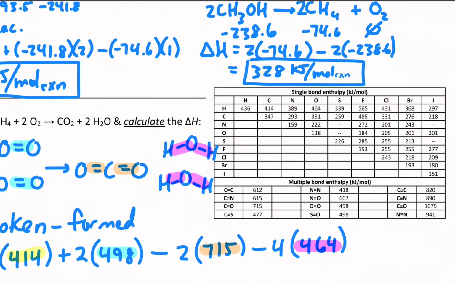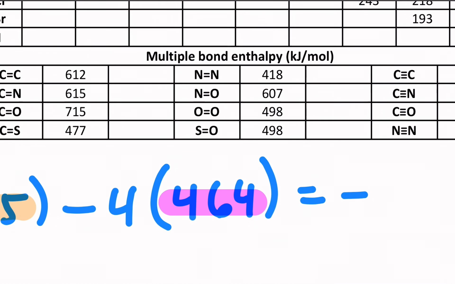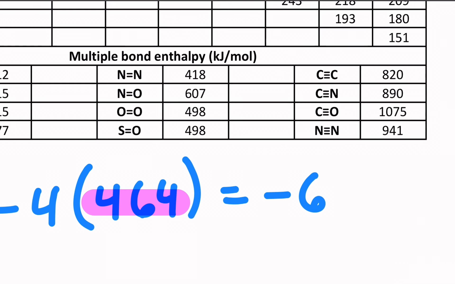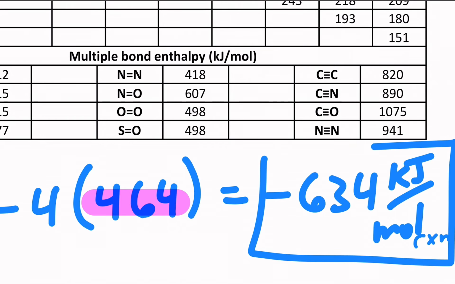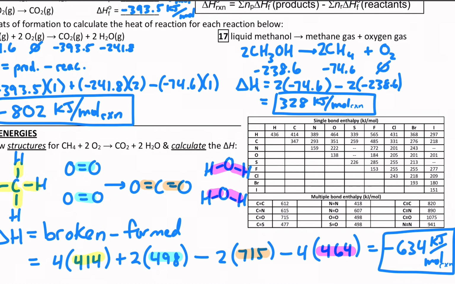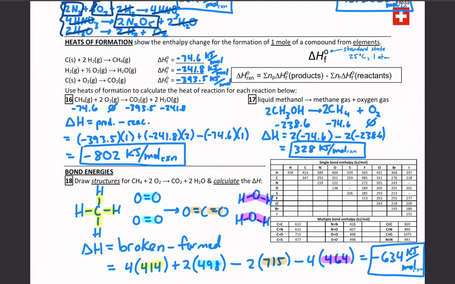Then you do the math, and we get, luckily, a negative number. So it's at least accurate enough that it gives us a negative number. I only get negative 634 kilojoule per mole of reaction for this, which is quite far from all the other values we've seen for the methane combustion, but it gives us a good approximation of what it might be in the absence of everything else.